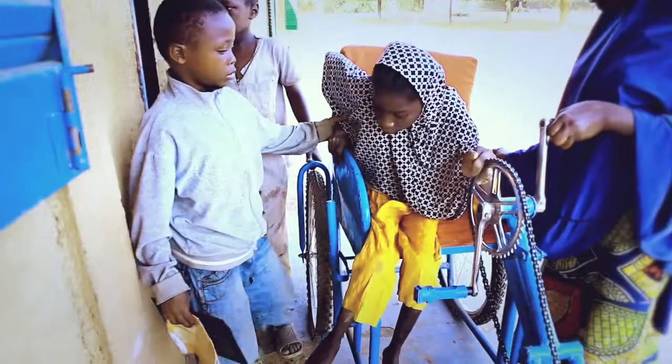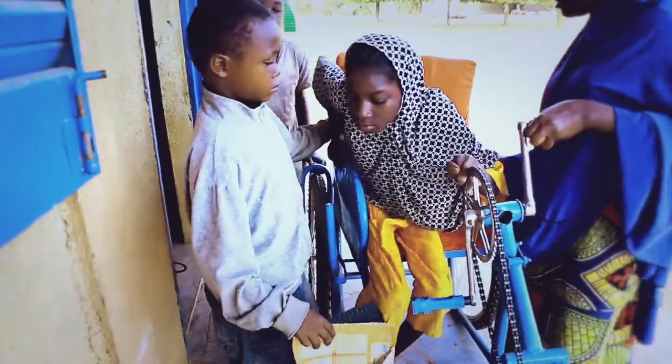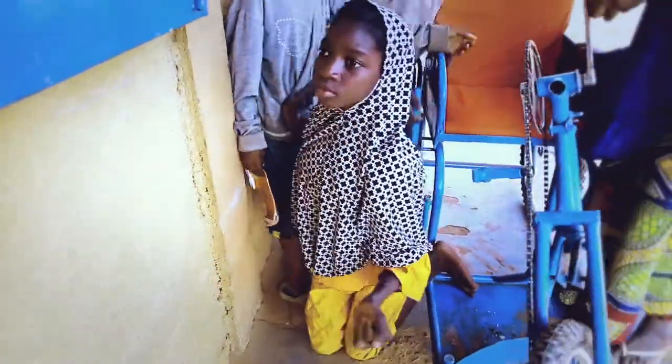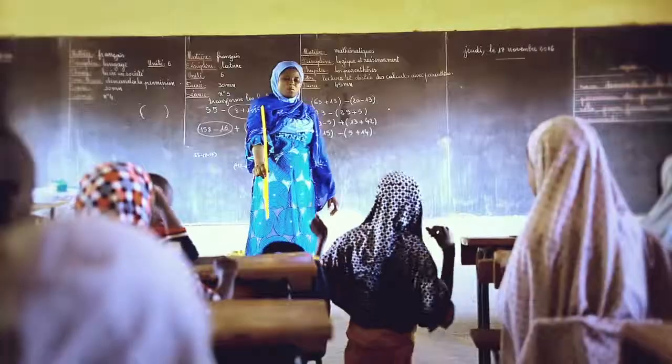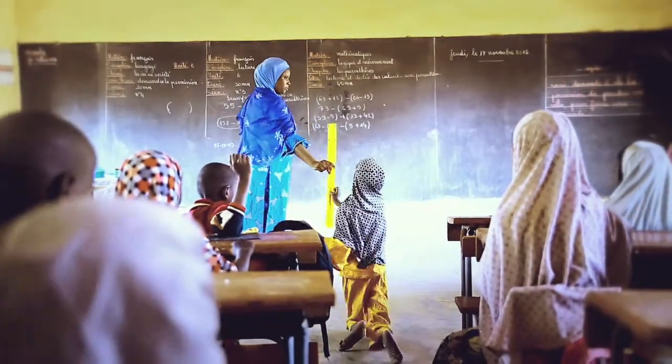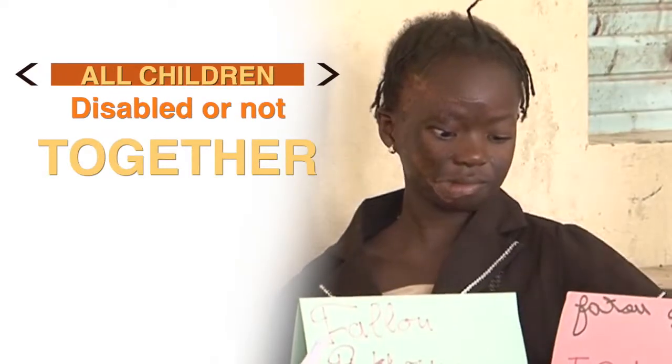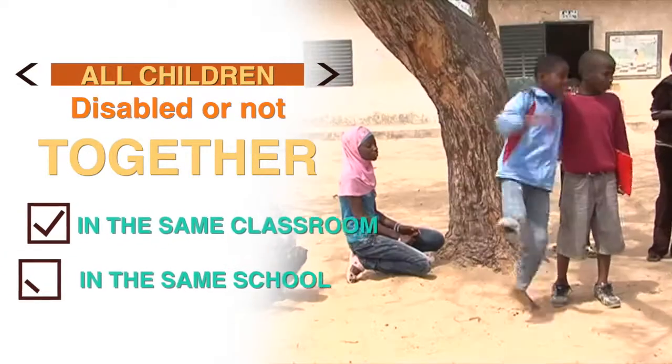Inclusive education refers to an education system that takes into account the specific educational needs of all children and young people in situations of marginalization and vulnerability. This means that all children, whoever they are, can learn together in the same classroom and school.